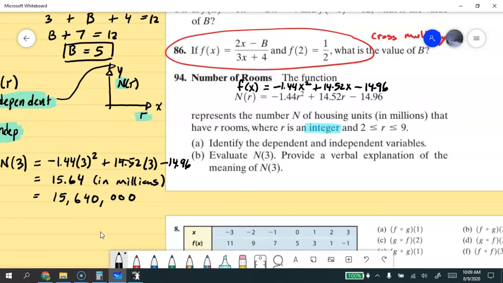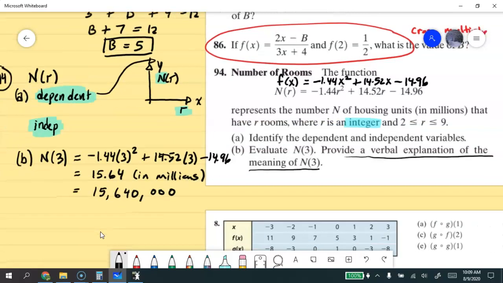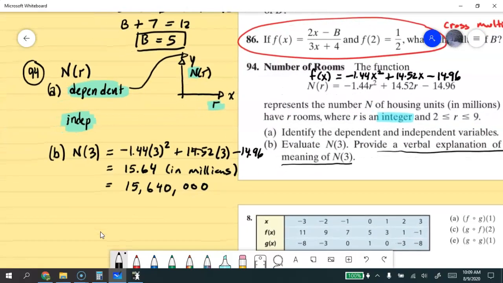So when it says provide a verbal explanation of the meaning of n of 3, that's important. That's what that stands for, is there are 15,640,000 houses in the United States that contain 3 rooms in them. All right, that's what that gets to you.